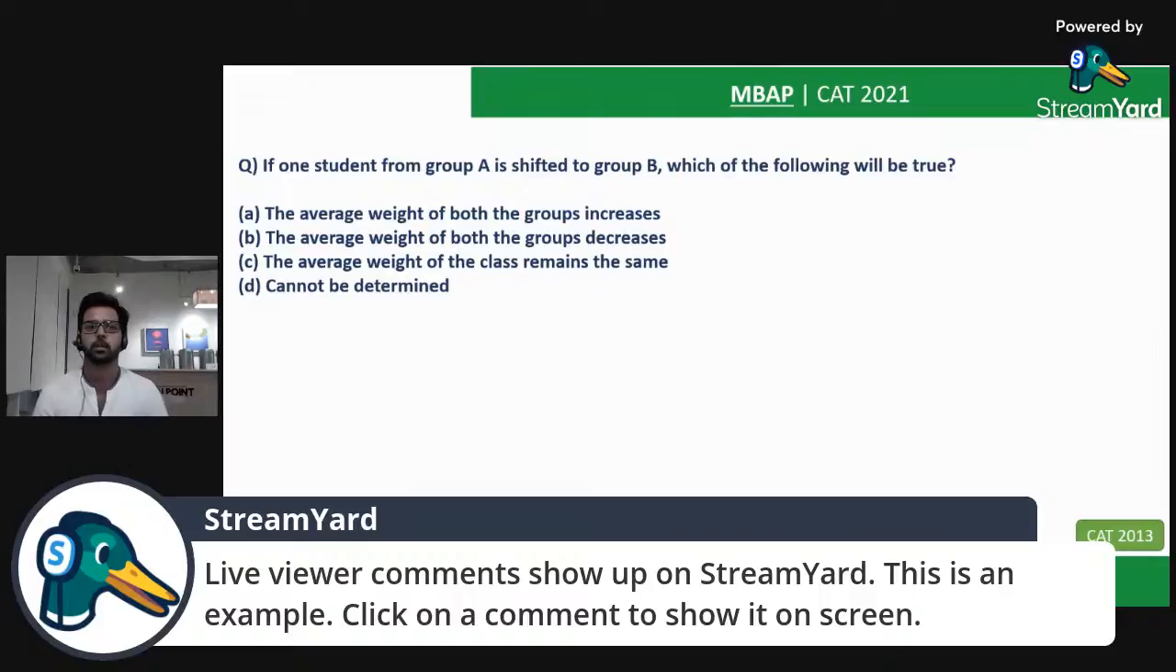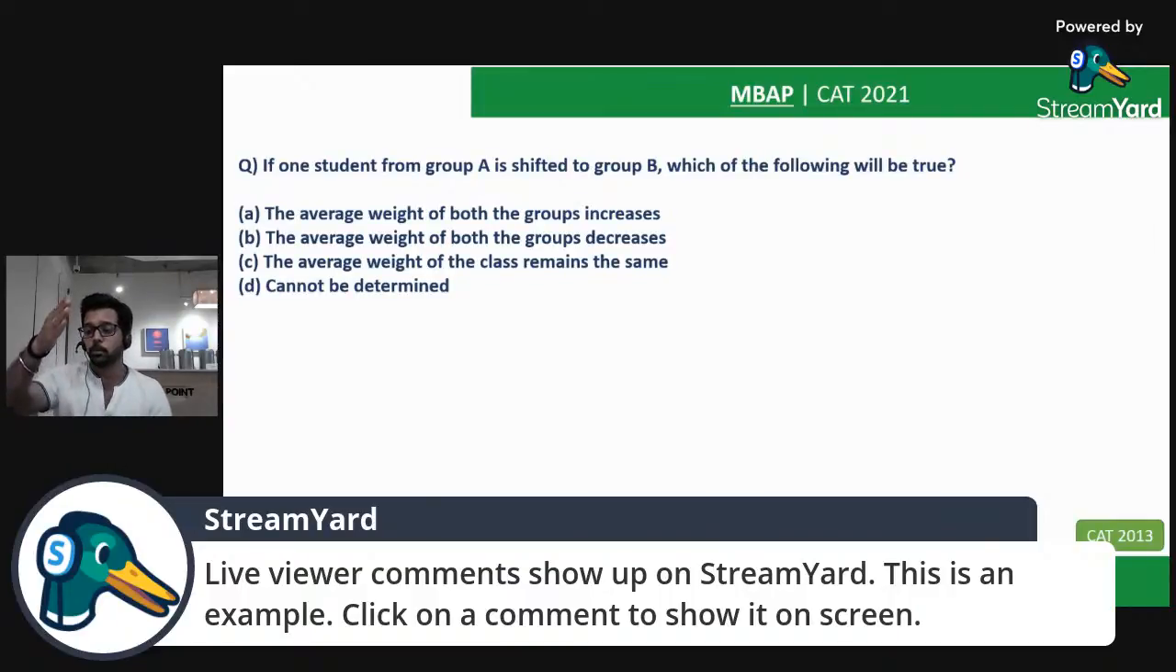Next question. The question says, if one student shifts from A to B, which of the following is going to be correct? First, the average weight of both the groups increases. Second, the average weight of both the groups decreases. Third, the average weight of both the classes remains the same. And fourth is cannot be determined.